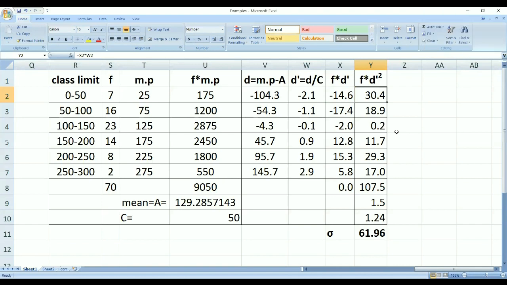If you have done, please tell me so we can move forward. Ma'am, still the formula is wrong because f into d square should be x, sorry. Okay, you do it first and tell me the answer. Yes, ma'am.